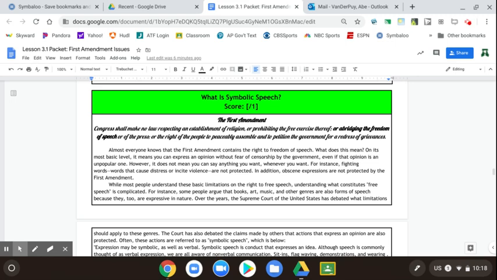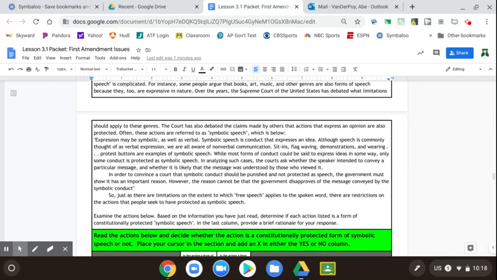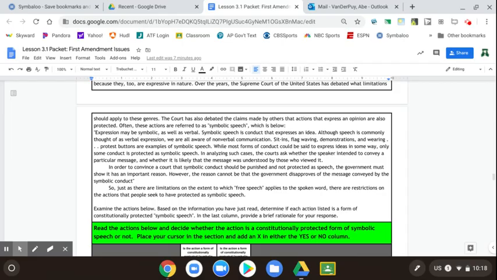Today I'm going to give you a real quick little lesson designed to give you the answers to the What is Symbolic Speech activity at the bottom of your assignment for today. So hopefully you've read this today. It's a pretty short little section on symbolic speech and some of the basics about symbolic speech.